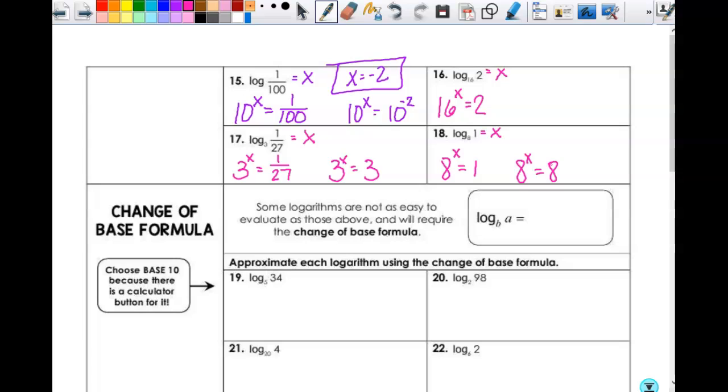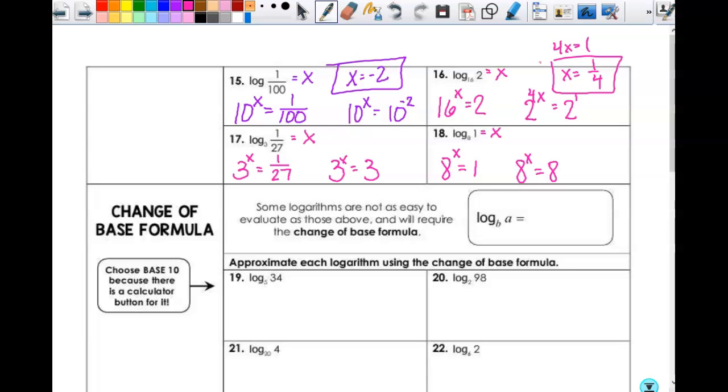All right, on 16, what would our common base be? 2. So the 2 is just 2 to the first, right? And then this is going to be 2 to the 4 times x power, because 2 to the 4th is 16. So now 2 to the 4x equals 2 to the first, so 4x equals 1, and x equals what? 1/4, because 2 is the 4th root of 16.